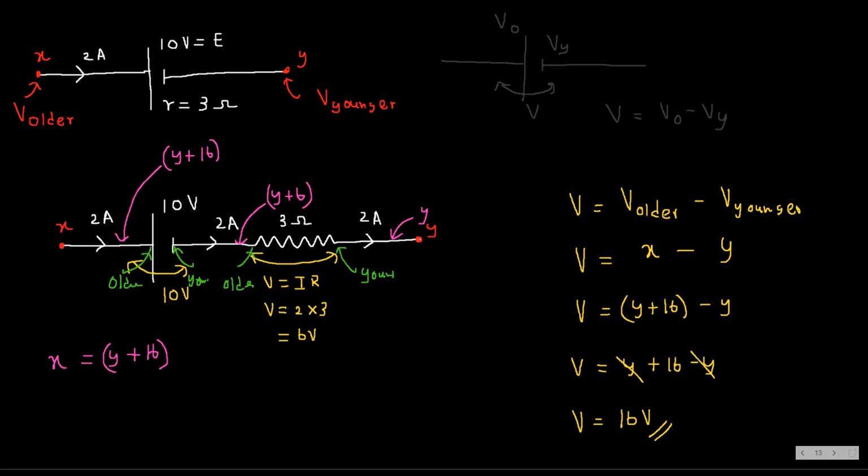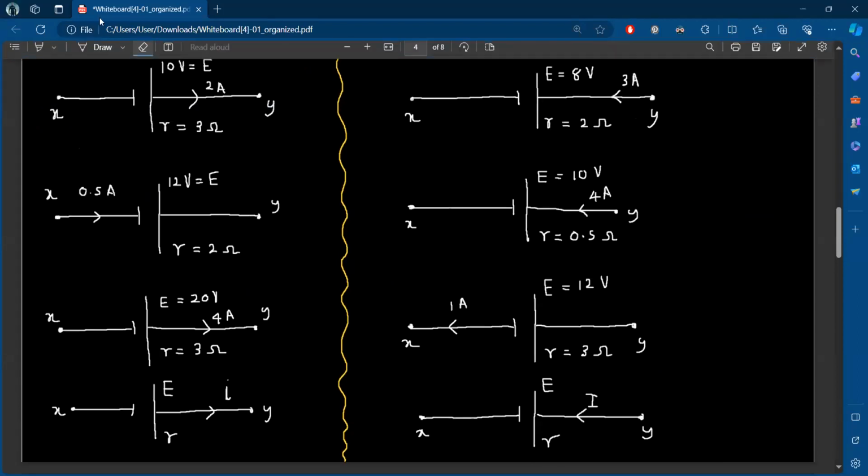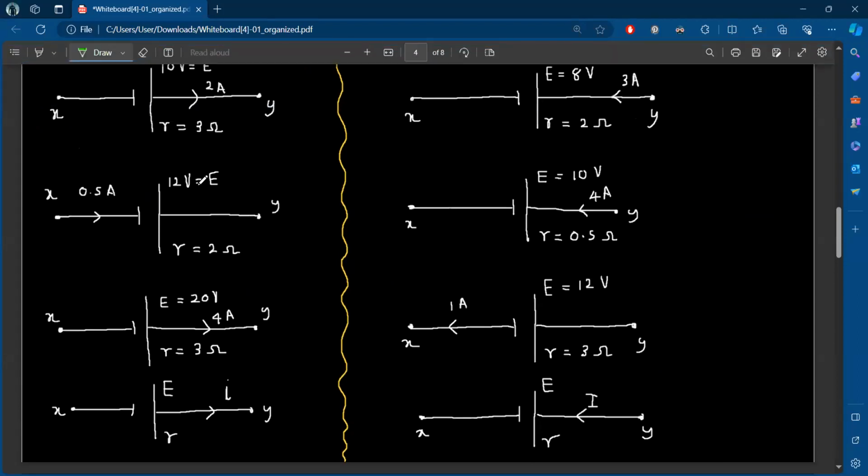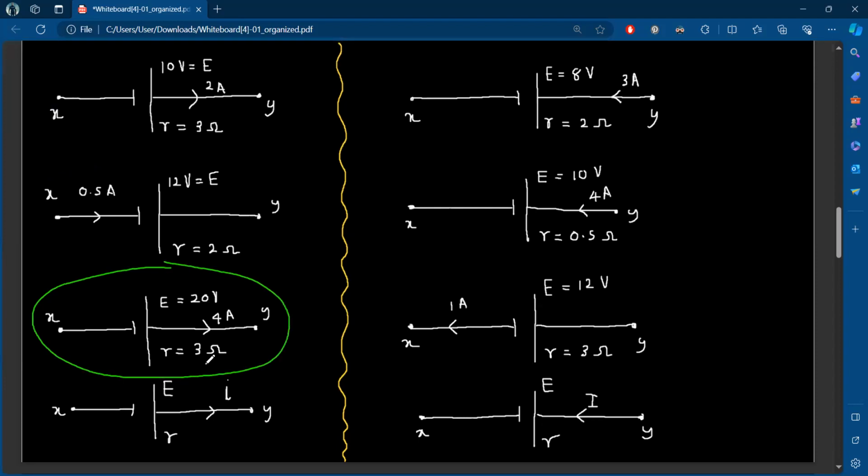Okay, now I'm showing you another example. Please go through this question. It's 20 volts and 3 ohms, and a 4 ampere current is passing away from the positive terminal.